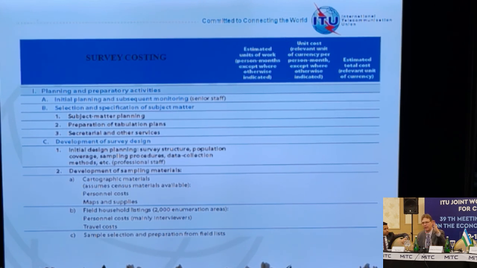So you have the planning and preparatory activities. I'm not going to go through this, you can't even read it, but it's all in the slides.